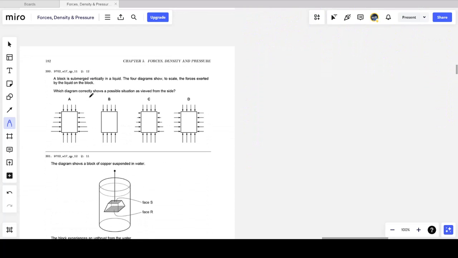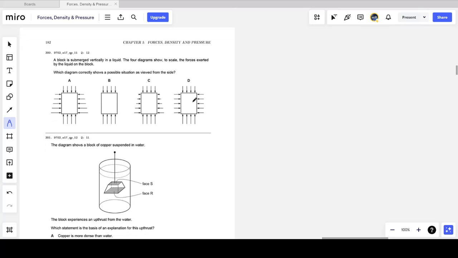The next one is question 380, which is from the winter 2017 exam. It's from question paper 1, variant 1, and it's question 12 from the paper. We have a block that is submerged vertically in a liquid. The four diagrams show to scale the forces exerted by the liquid on the block, and we want to know which diagram correctly shows a possible situation when we view the block from the side.